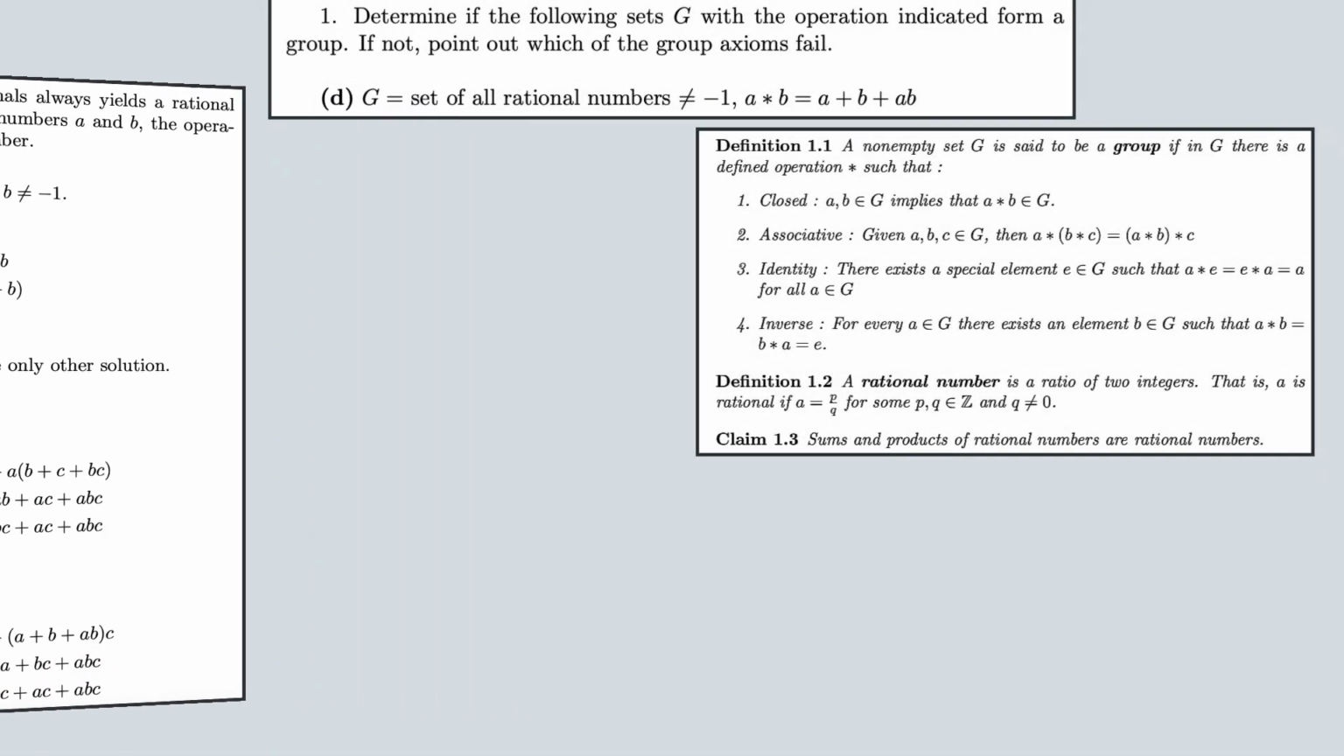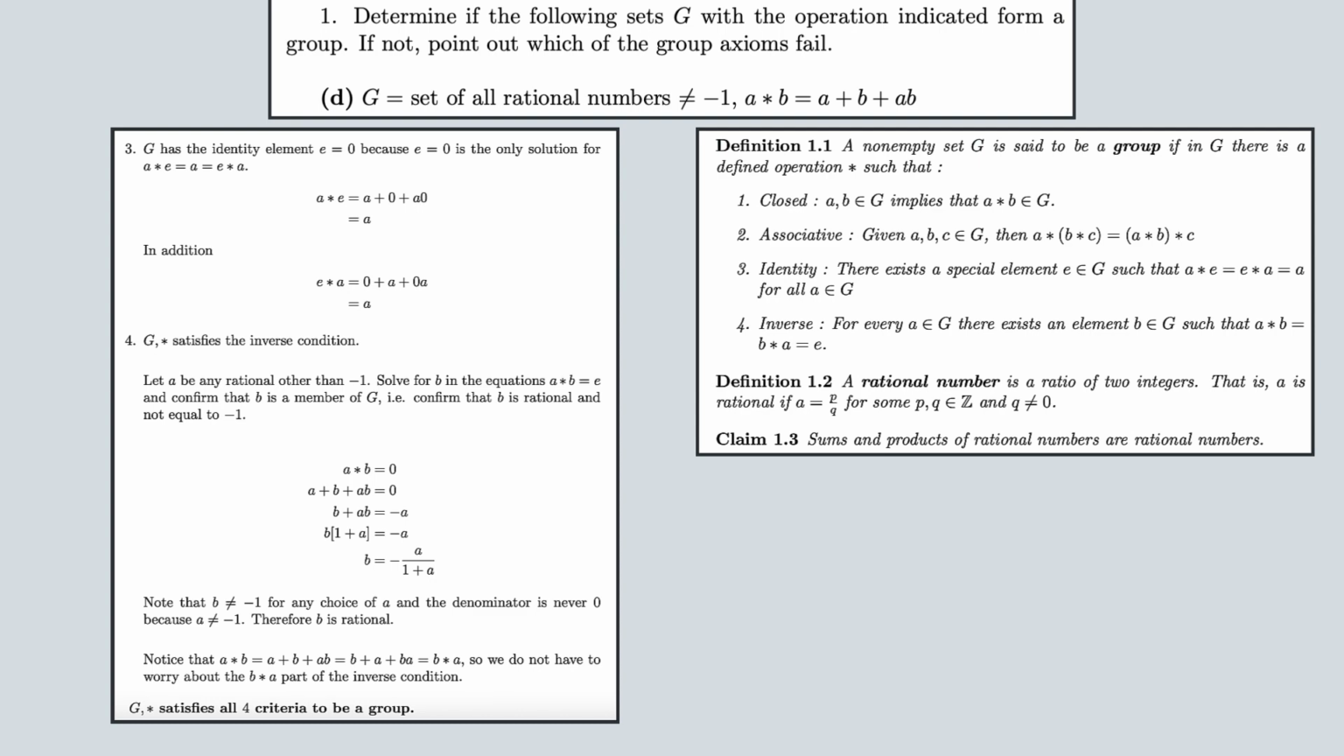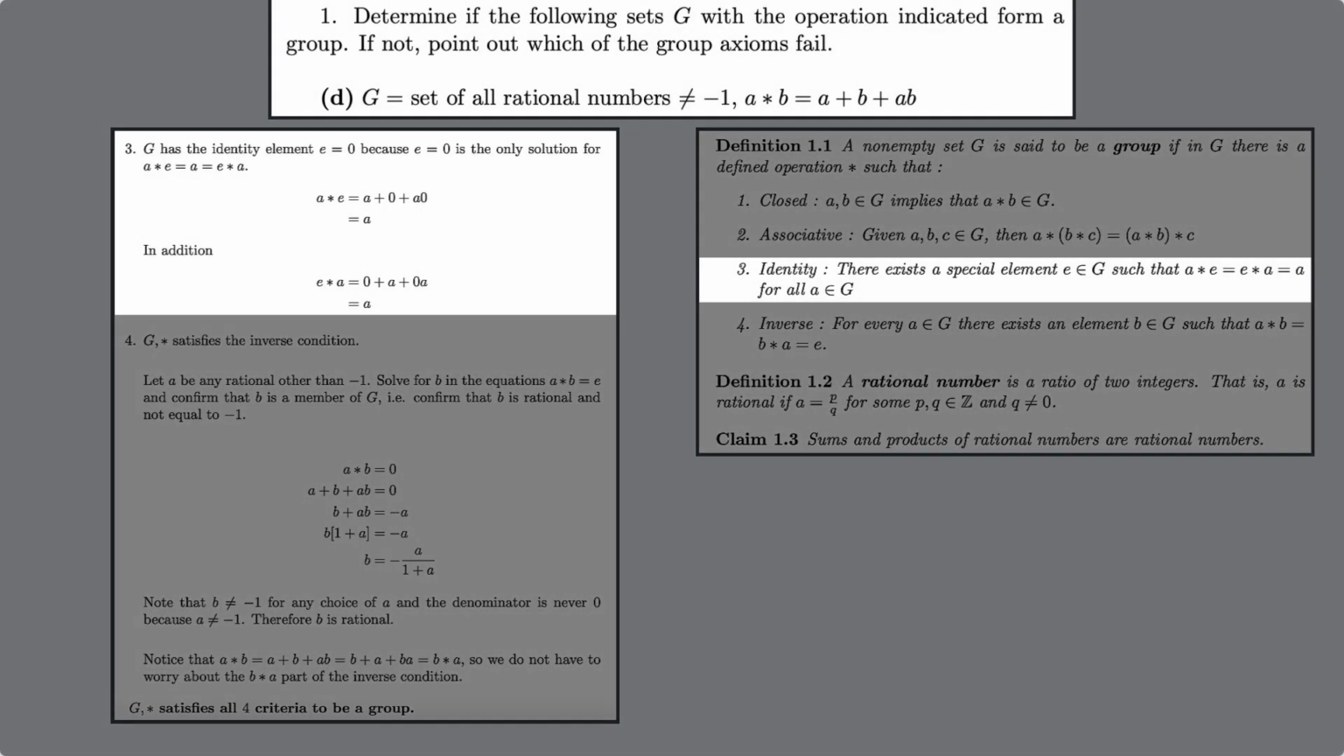Number 3, looking for an identity element. We often check E equals 0 for anything with addition, and E equals 1 for anything with multiplication. Here we just guess E equals 0. It's a good guess. A star E equals A, so A star 0 is going to equal A, and then we see the same thing in addition for E star A, still equals A. So this is our identity element.